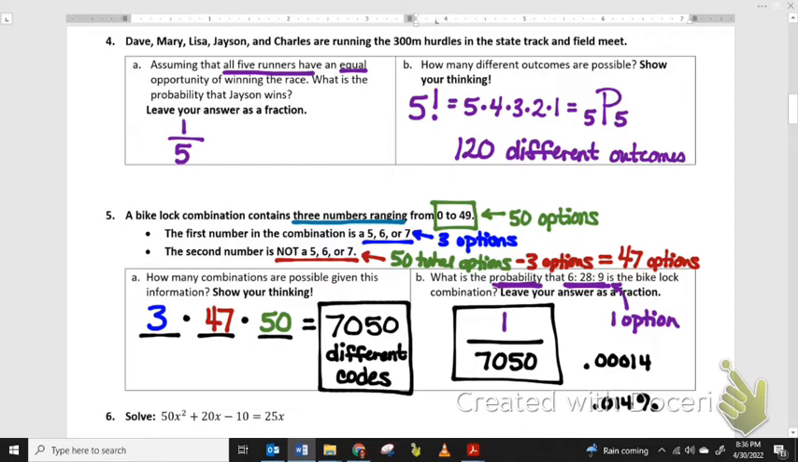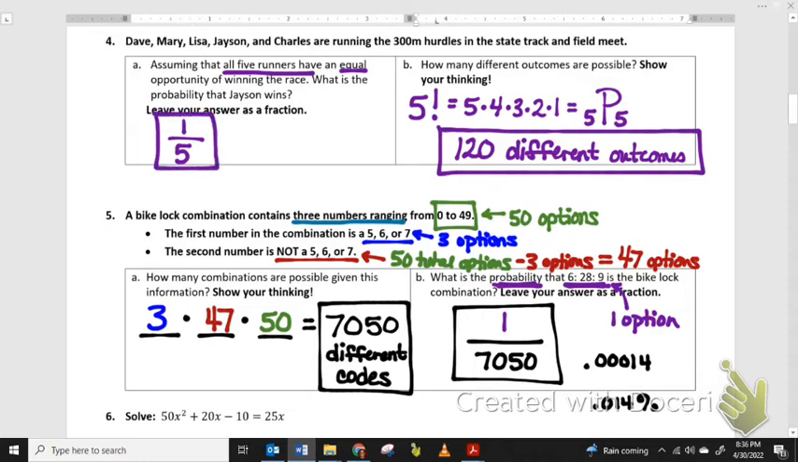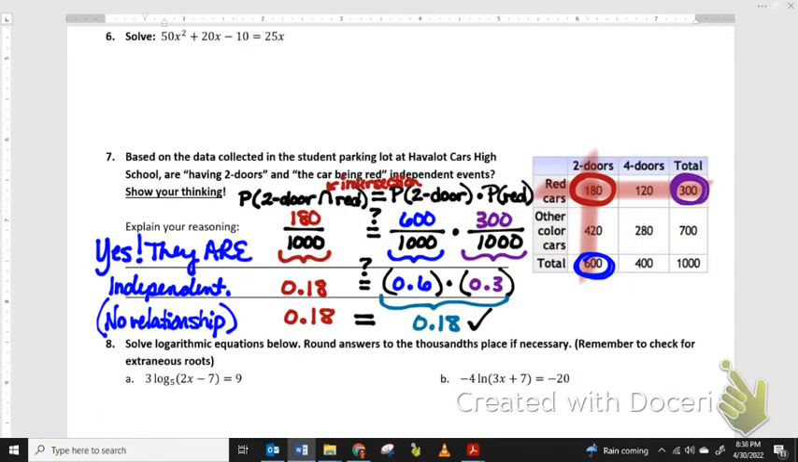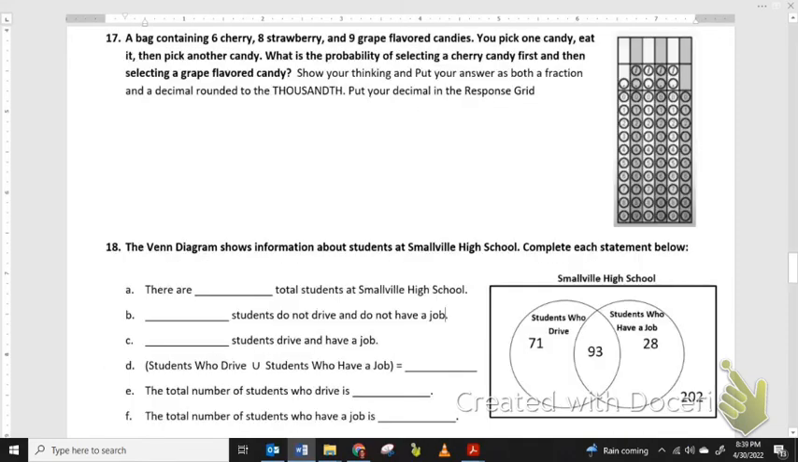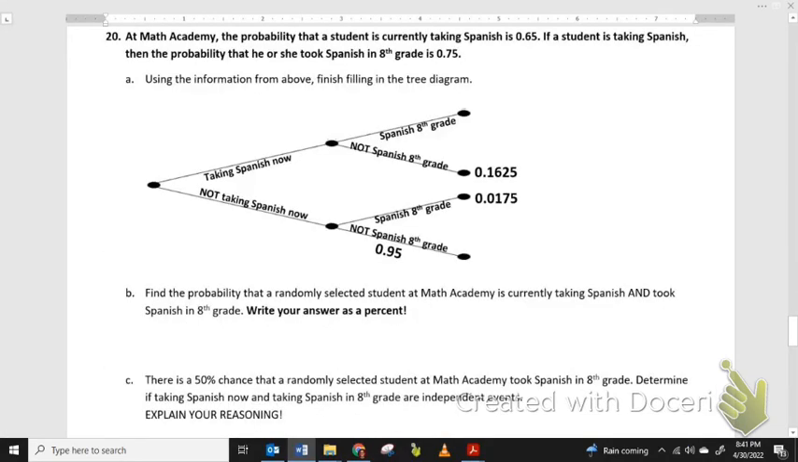Thank you, ma'am. All right. You guys okay if we go look at that tree diagram thing? Let's go look at that guy. That is number 20, so it's towards the back. This thing right here.